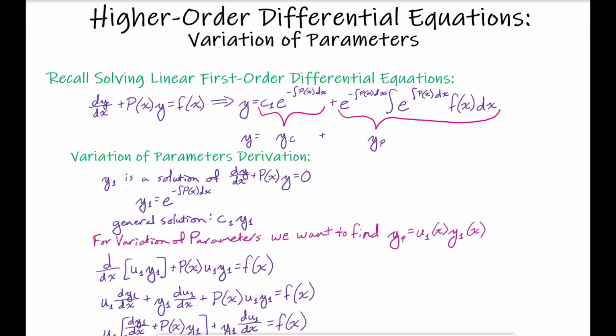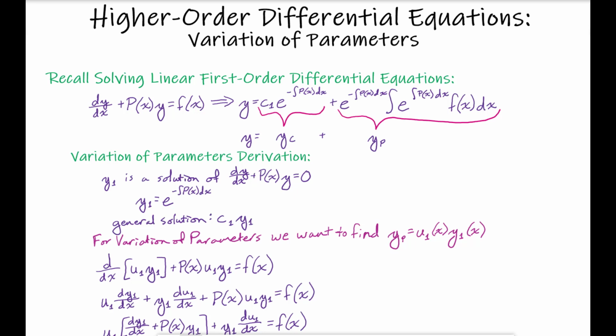Variation of parameters isn't satisfied with just constant multiples of this. Instead, what we want to find is some function of x times this y sub 1 of x. We want that to be the particular solution we're trying to find. So we're going to substitute u1 y1 in for y into our dy/dx plus p of x y equals f of x equation and see what happens. So we'll be taking the derivative of u sub 1 y sub 1 plus p of x times u sub 1 y sub 1 equals f of x.